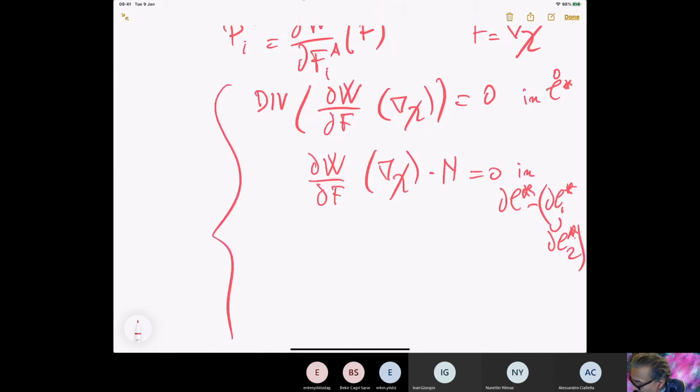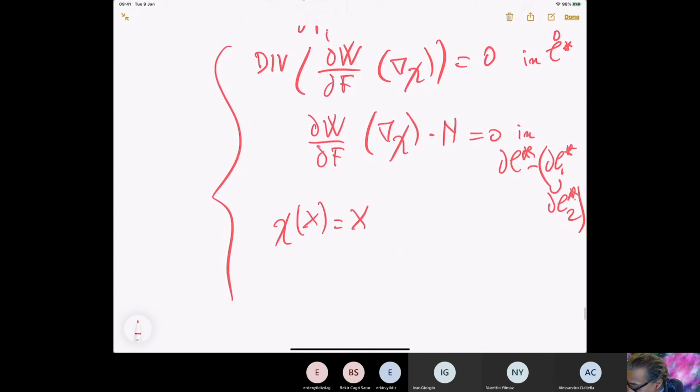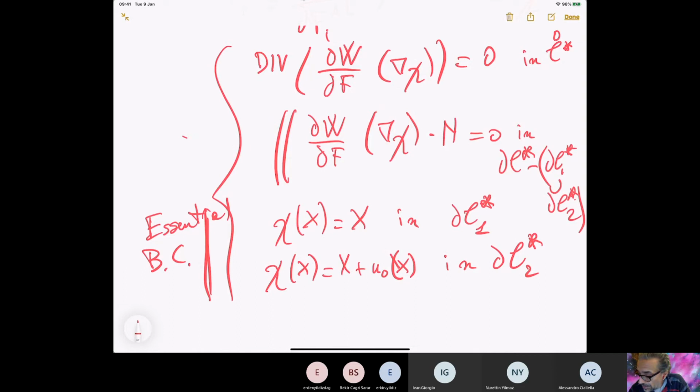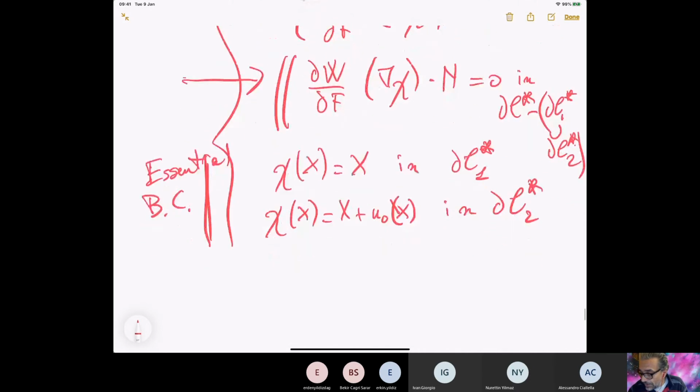Of course, we must add chi of x equal to x in the part of the boundary where I have blocked, where displacement was imposed equal to zero, and I must have that the placement is this one in the other part of the boundary. This we have called essential boundary conditions. And these are boundary conditions applied where you don't have imposed displacements there.